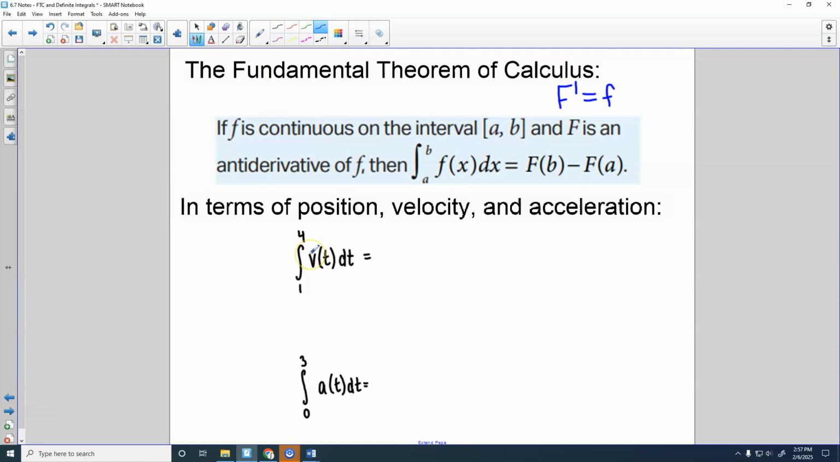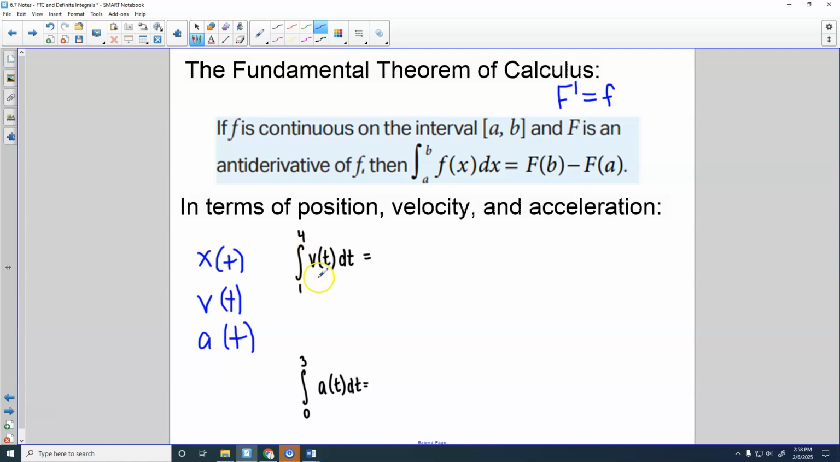Let me write this down. We've got x of t is position. If we take the derivative of that, we get velocity, right? And if we take the derivative of velocity, we get acceleration. We've been working with that quite a bit; we've seen it several times. Whenever we integrate, we're going backwards. It's the opposite of differentiation. So if I integrate velocity, it'll take me back up to position in this case.